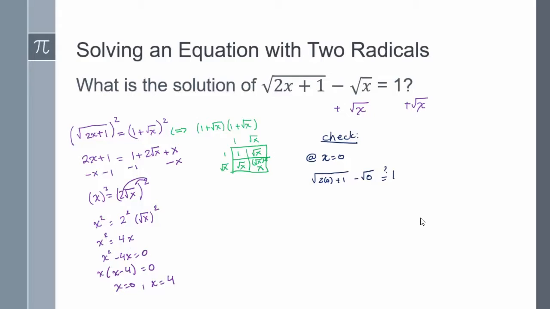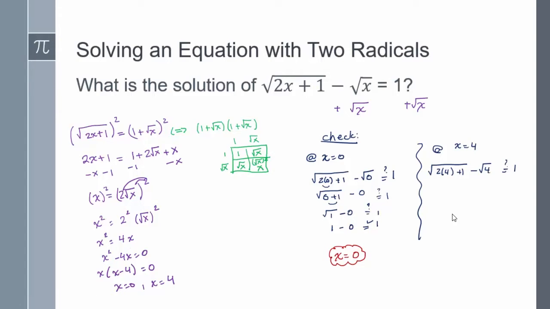Check. At x equals 0, does the square root of 2 times 0 plus 1 minus the square root of 0 equal 1? 2 times 0 is 0, 0 plus 1 is 1, square root of 1 is 1, and 1 minus 0 does equal 1. So x equals 0 is a solution to this equation.